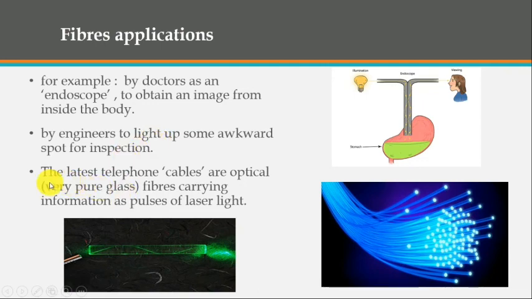And the last one, the latest telephone cables are optical, very pure glass fibers carrying information as pulses of laser light. For sure you all saw these things before. What is this? This is fiber. What happens? Light enters from one side. The light is trapped inside this thin glass and we can see the light only from here because it undergoes total internal reflection all the time. Then you can see the light leaves at this point.